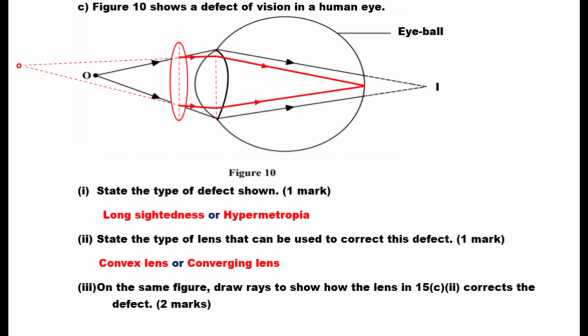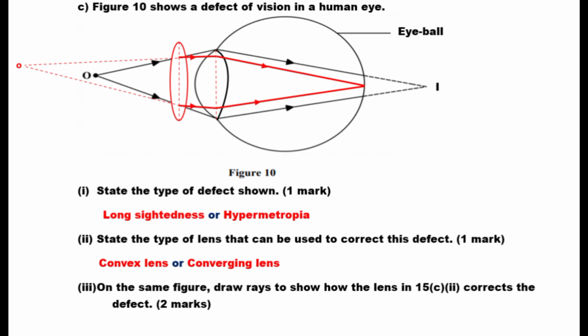Then in Roman 3, on the same figure, draw rays to show how the lens in 15C Roman 2 corrects the defect. So we have the convex lens, and when the incident rays reach the lens, they are slightly converged, and then eventually they meet at the retina. That is the correction, very important. You can see the diagram, and if you prolong the refracted rays, you realize the object has been brought far, and that is why the eye is now able to see objects which are further away.